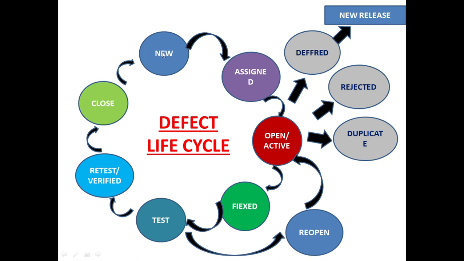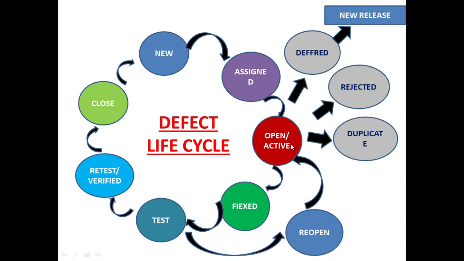Now this particular defect is assigned to some developer, so the second stage will be the Assigned stage. So what happens here, in the Assigned stage this particular defect is assigned to the development team, then the development lead or the manager can assign that particular defect to the particular developer who has developed it, right? So when this defect is assigned to a developer, it goes to the Open or Active stage.